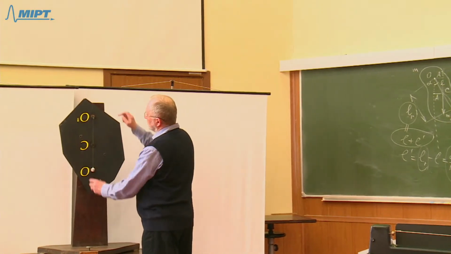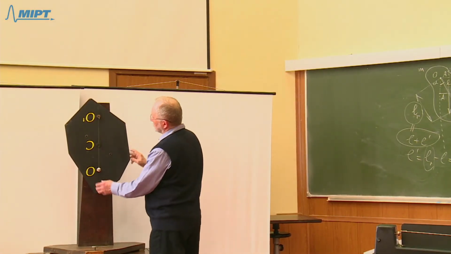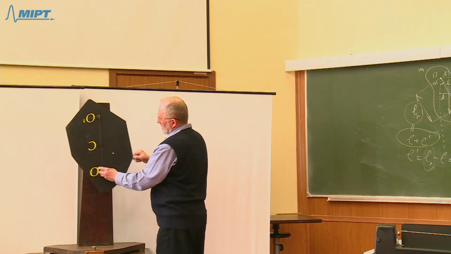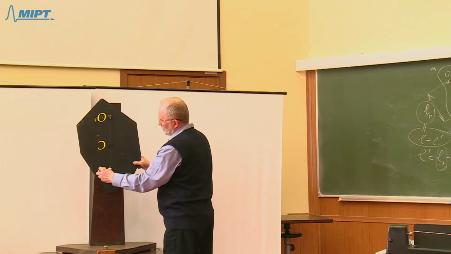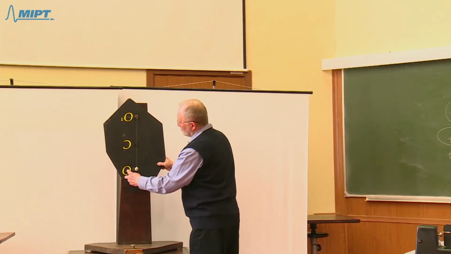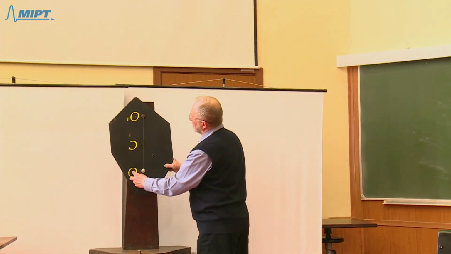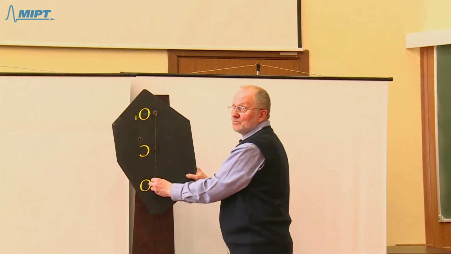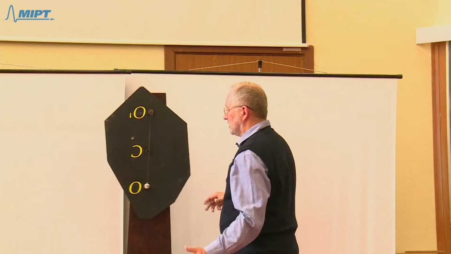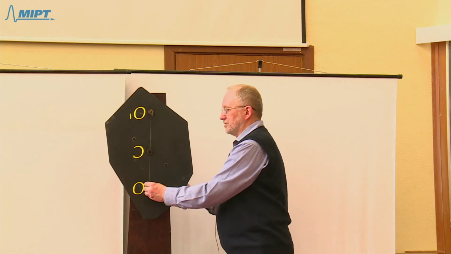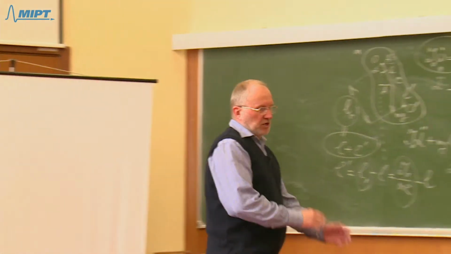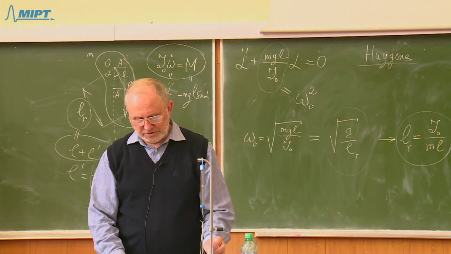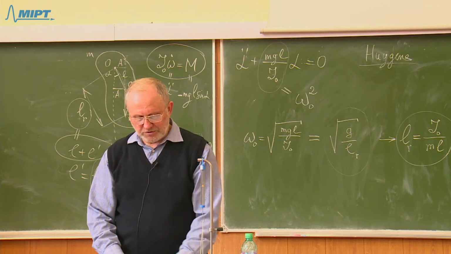So if we suspend the physical pendulum by point O prime, then the reduced length will be here. And if we suspend it by point O, which has the distance from point O prime equal to the reduced length of the ideal pendulum, then the period of oscillation is the same. So that's the Huygens theorem and the experimental demonstration of this theorem.